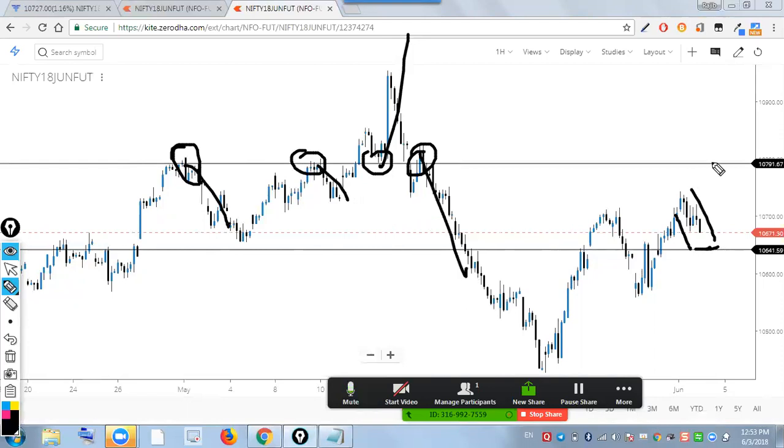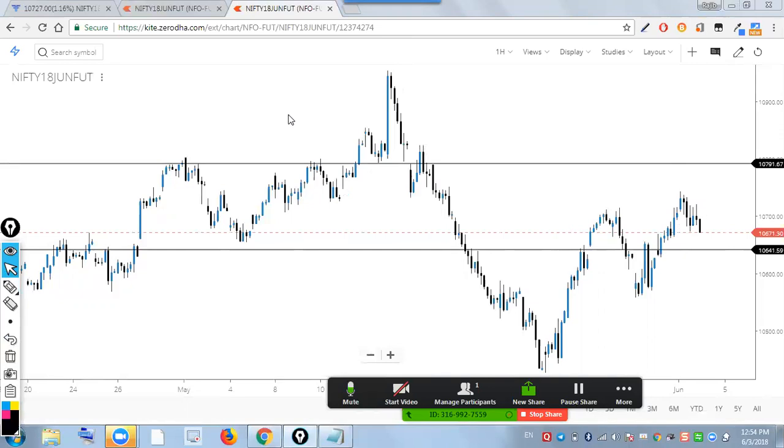So why not? If we get a breakout, no, don't sell here. Price comes here, you can see a bounce back over here, but preferably don't sell on this resistance. Wait for a breakout of this layer. All right, that would be a better trade. That's it from this outlook from Nifty for now.